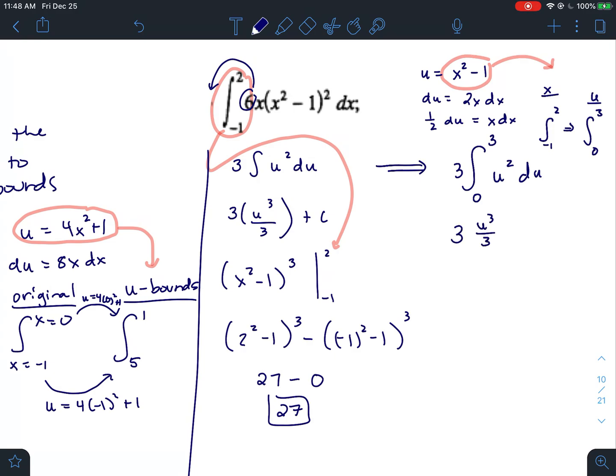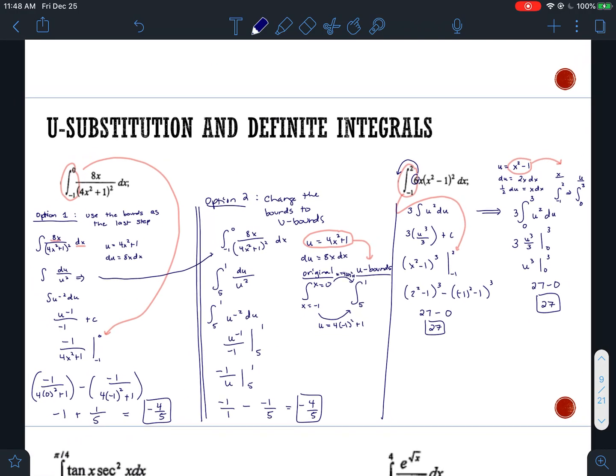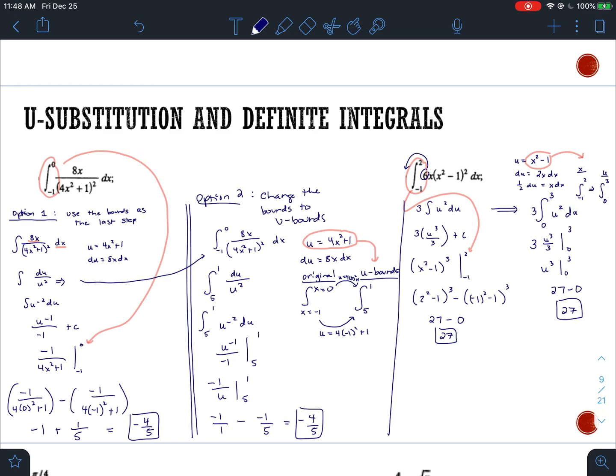If I integrate this, this would be 3u cubed over 3. And I want to integrate that between 0 and 3. So this is just going to be u cubed between 0 and 3. So this will be 27 minus 0, which is 27. So again, either option is okay. You can just integrate like normal and then use the bounds as the last step. Or you can change the bounds to u bounds and then not have to plug back in for x when you're done. And that's how you can deal with u substitution and definite integrals. Whatever option you like better, you can use.